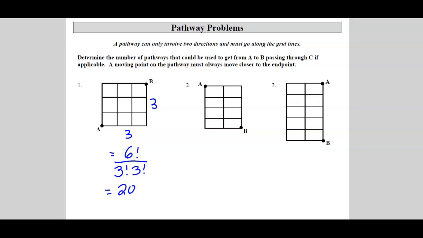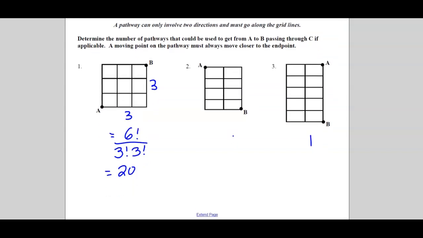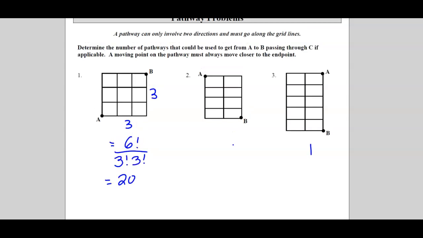Okay? So, this one's the same. I'm going to leave it. This one, if you're going from A to B, well, how many ways? 1. Because you have to always move closer. So that's just going to be 1. No real math to that one. Okay.